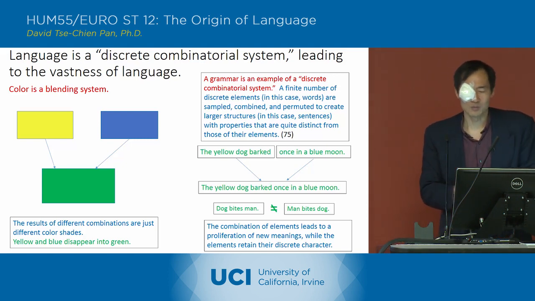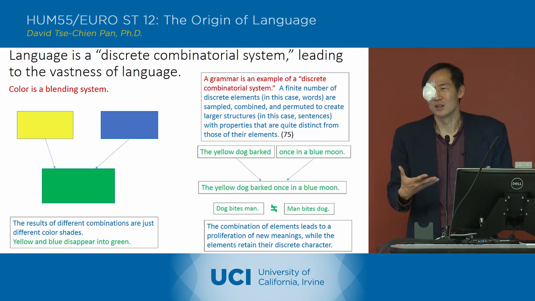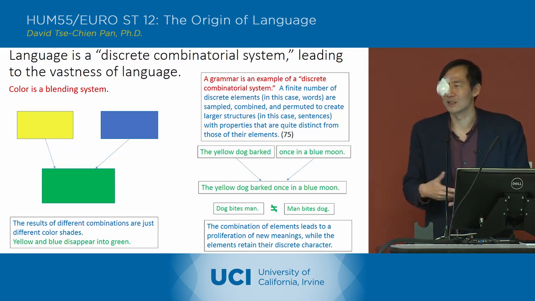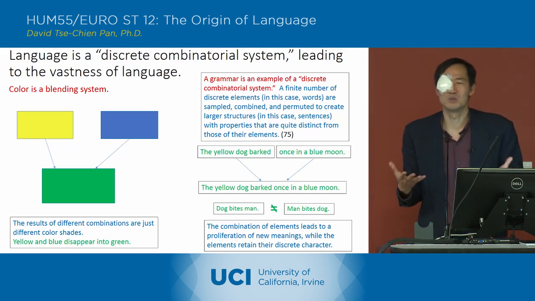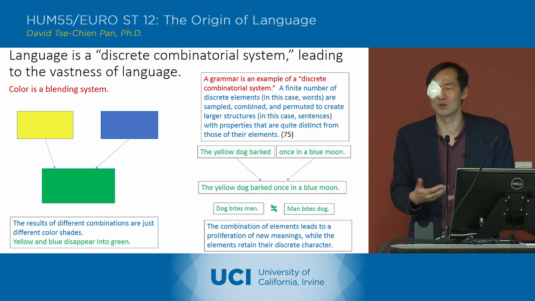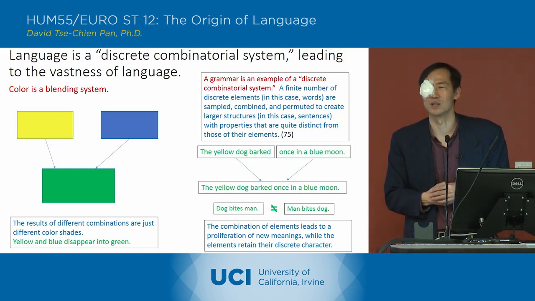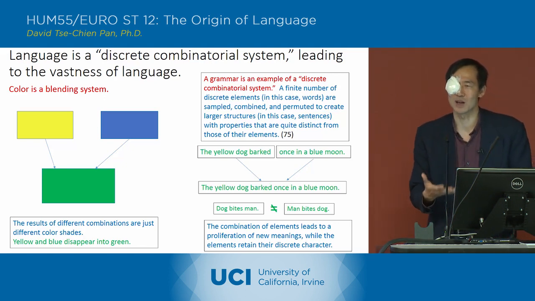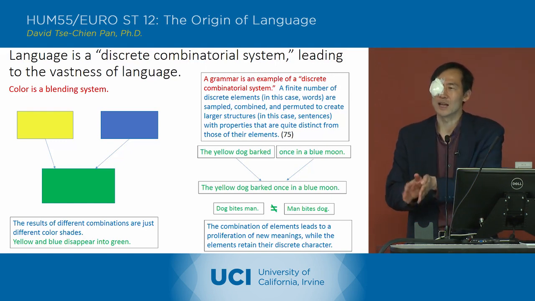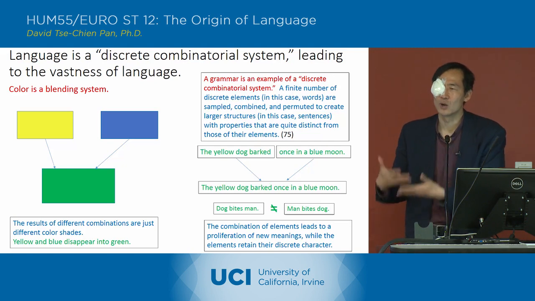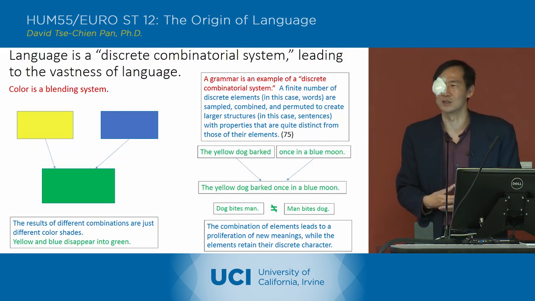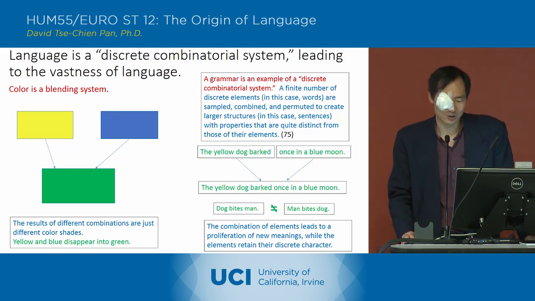And so what he indicates is that DNA is another discrete combinatorial system. Those are the two primary ones that exist in the universe as discrete combinatorial systems, right? So DNA has the same kind of structure in which you've got discrete elements that stay discrete. And they build up this code that then creates these different meanings, essentially, based on the different combinations.